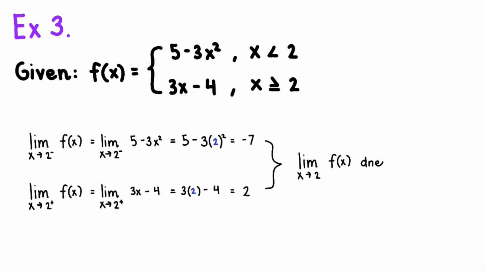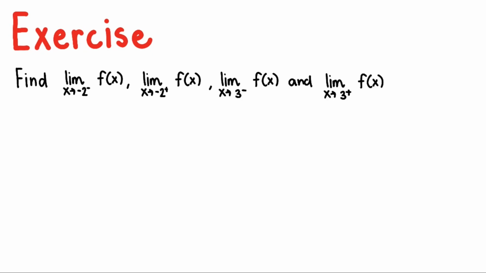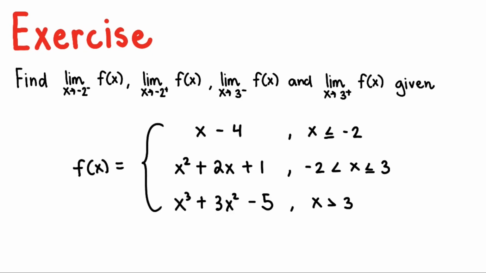And so that is how we apply the concept of one-sided limits. Now, to formally end this, here's an exercise that you can work on. In here, we are tasked to find the limit of f of x as x approaches -2 from the left, -2 from the right, 3 from the left, and 3 from the right, given this piecewise function out here. To solve this, the idea is similar to the last example that we have.